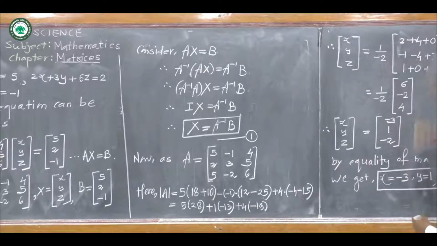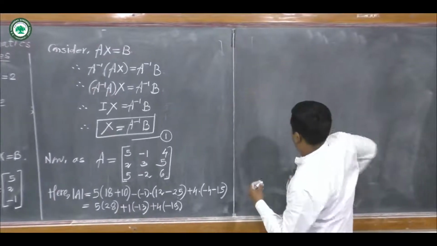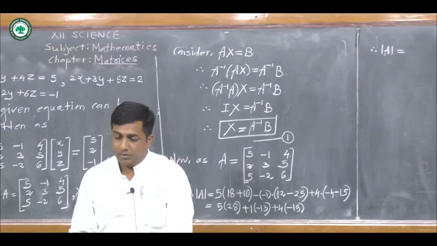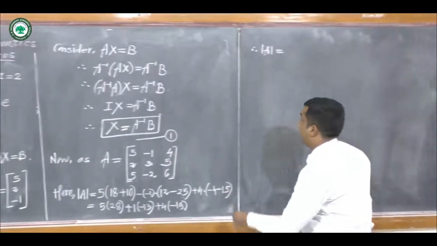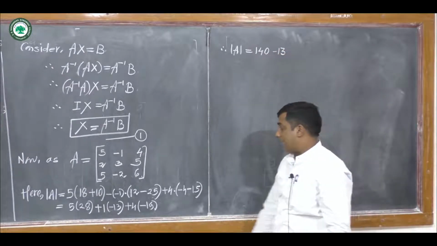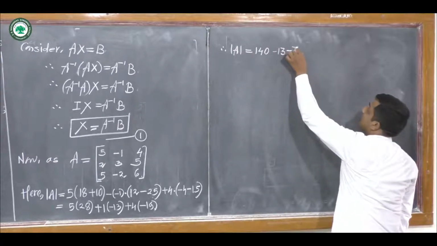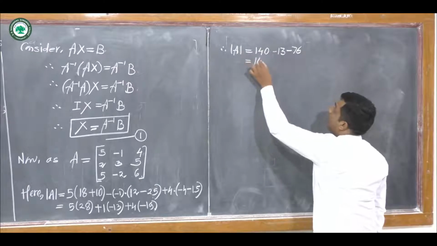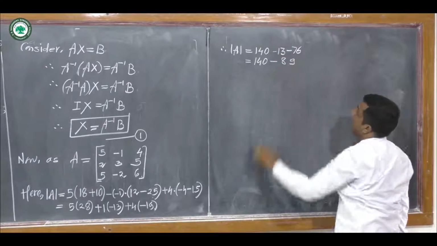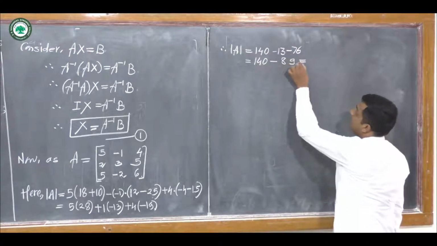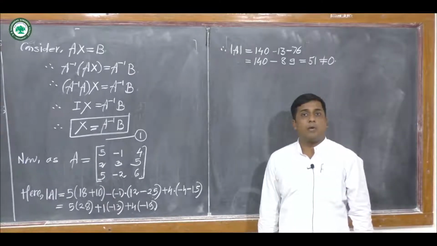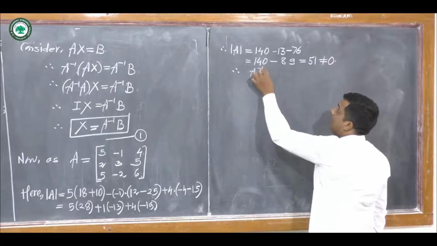Okay. Now in the next step, the determinant of A is equal to 5 into 28, which is 140. Next, 1 into minus 13 is minus 13. Next, 4 into minus 19 is minus 76. This is equal to 140 minus 13 minus 76, that is minus 89. And lastly, this is equal to 51. We know this 51 is not equal to 0, that is this determinant is not equal to 0. If the determinant is not equal to 0, we say A inverse exists.